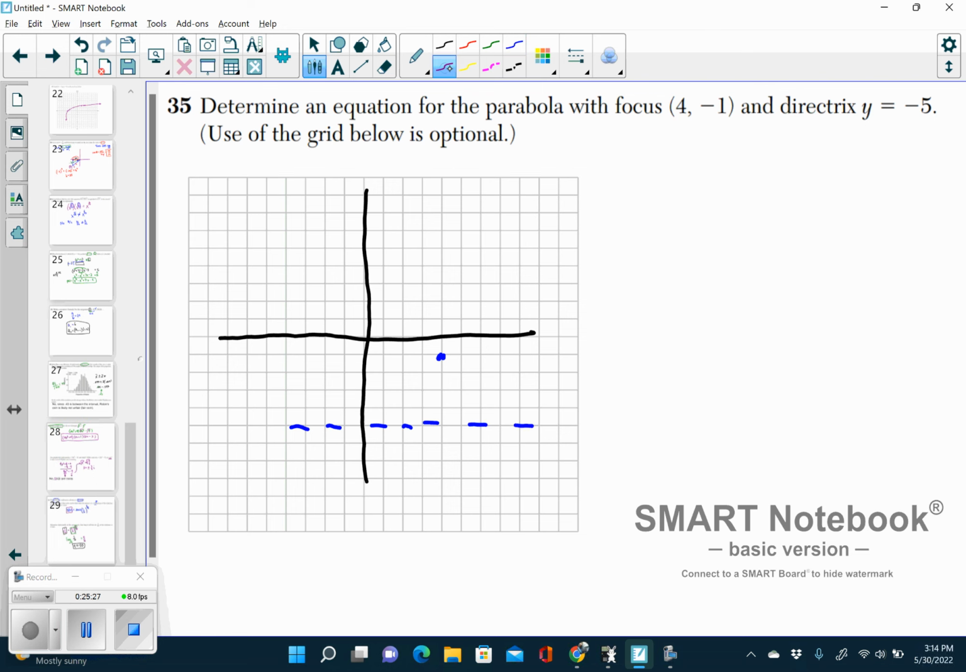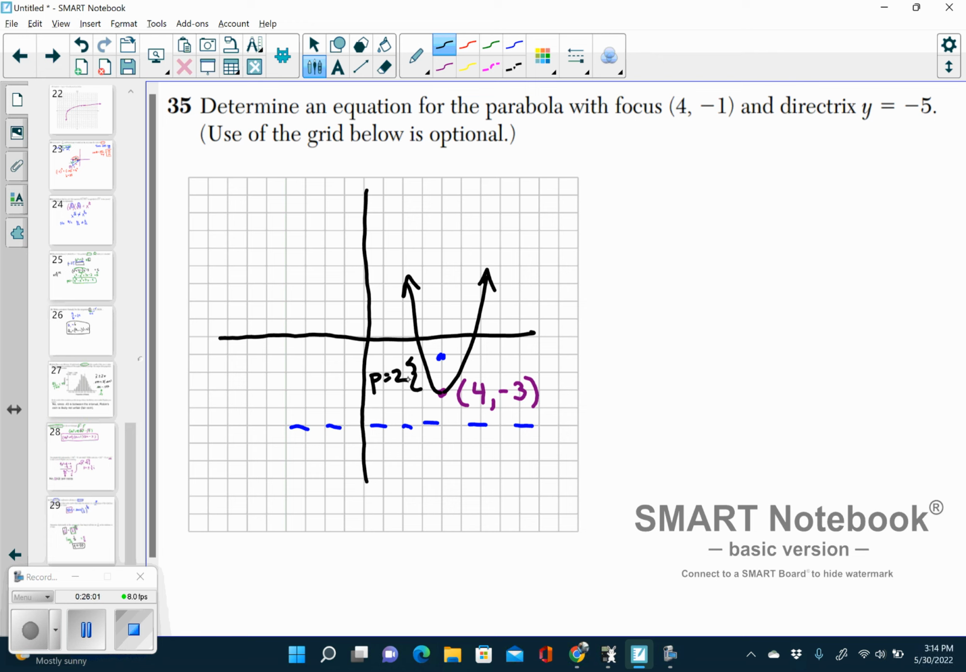Reminder, to get the vertex, you have to go halfway. So this number right here is my vertex. So this is going to be at 4 comma, this is -1, -2, -3. So (4, -3) is going to be where my vertex is. And then I know that my parabola can never cross my directrix, so it's going to be facing up like this. So I look to see what my p is. My p is this distance right here, which is p equal to 2.